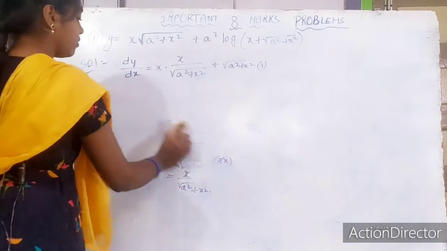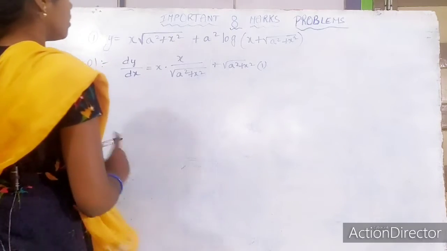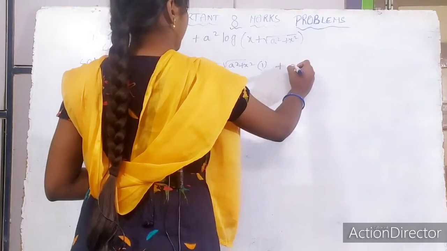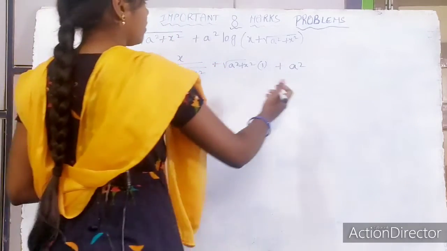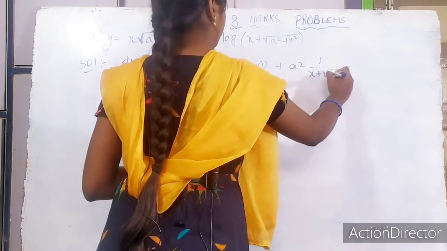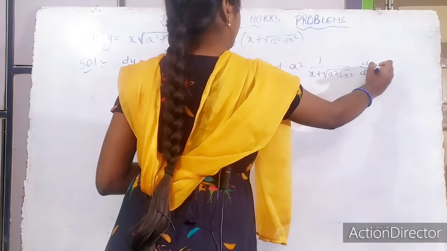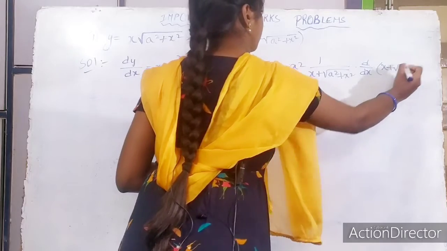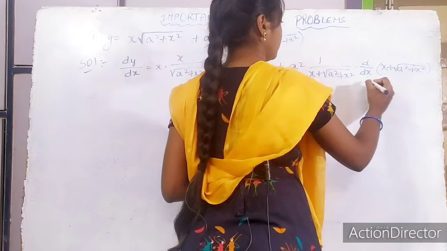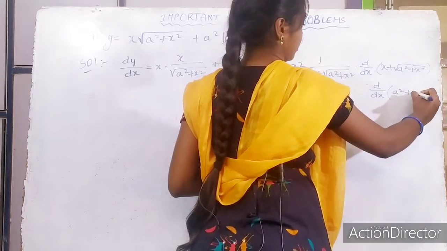Next, we will find the derivative for the other part, that is a square log of x plus root of a square plus x square. a square we leave as it is. The derivative of log of x is 1 by x, that is 1 by x plus root of a square plus x square, into the inner derivative dy by dx of x plus root of a square plus x square, into the inner derivative dy by dx of a square plus x square.